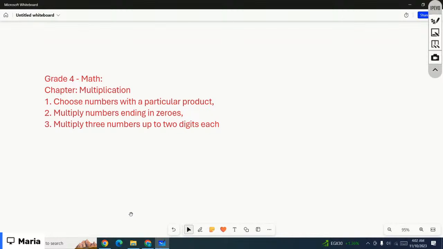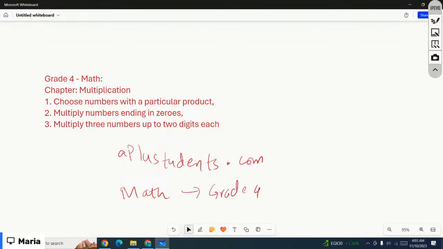We are here for grade 4 math. You can find all the lessons on aplusstudents.com. You have to log in there using your email address and password as provided by the administrator. Then you have to select math from the subject tab. Scroll down to grade 4 and then click on view all lessons.